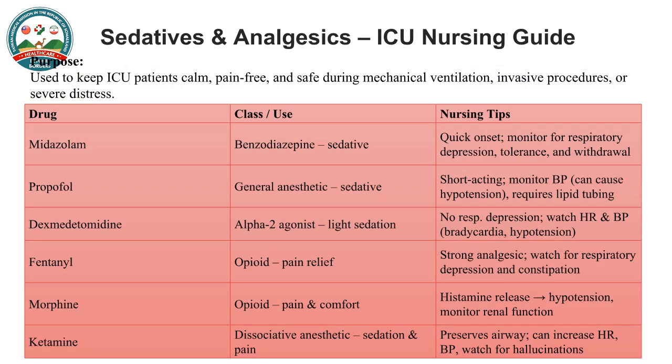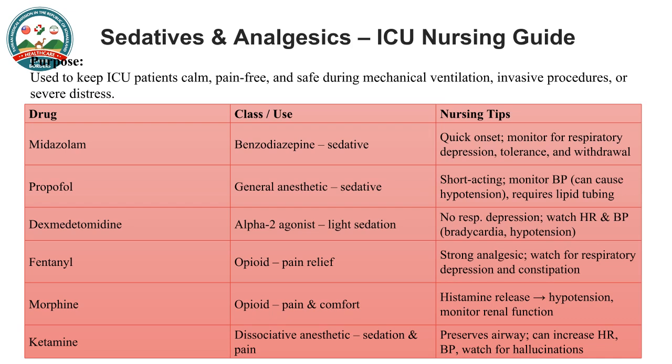After vasopressors, let's move on to the second major group: sedatives and analgesics. These drugs are essential to keep ICU patients calm, pain-free, and safe during intubation, mechanical ventilation, and invasive procedures. Common drugs and key nursing points: midazolam, quick onset, watch for respiratory depression and tolerance. Propofol, short-acting, can cause hypotension, requires lipid tubing. Dexmedetomidine, light sedation, no respiratory depression.